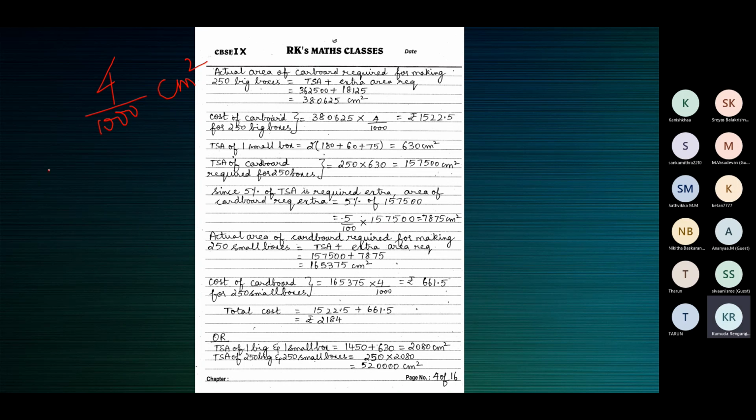See children, 4 rupees is for 1000 centimeters square. So when you divide 4 by 1000, you will get the rate for 1 centimeter square. 4 rupees for 1000. For one, how much? 4 rupees is for 1000 centimeter square. Like 50 chocolates are divided among 5 children. So for one, how much? 10 chocolates.